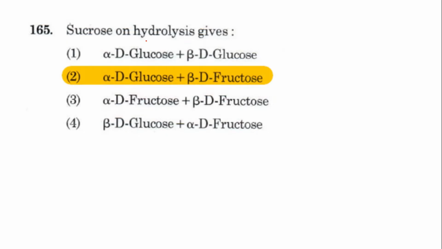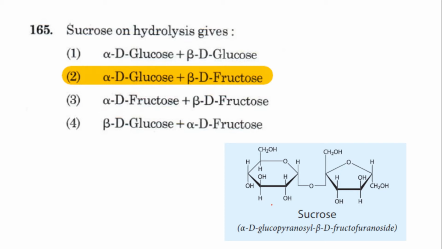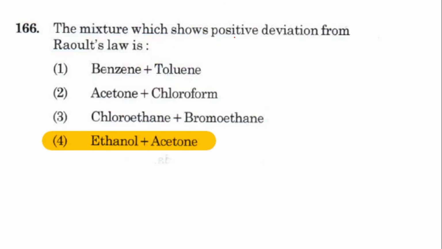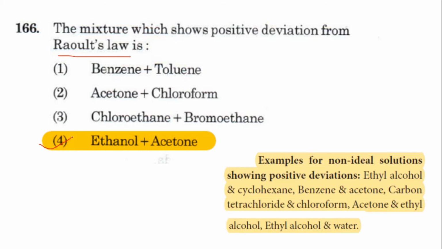Then sucrose on hydrolysis gives, so very easy, alpha D glucose and beta D fructose. Both are D, but fructose is beta. Then the mixture that will show positive deviation from Raoult's law: ethanol plus acetone. Generally where ethanol is present in a solution, it will give positive deviation. So few examples of non-ideal solutions showing positive deviation. Here acetone, ethyl alcohol is there. So ethanol plus acetone leads to positive deviation from Raoult's law.